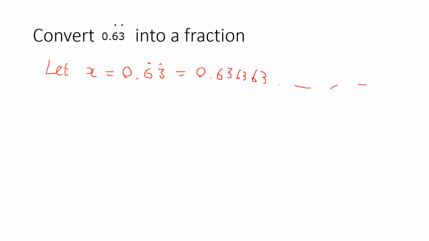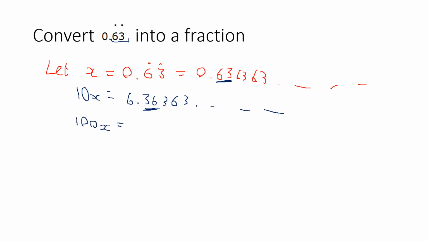So the first thing we need to do is get it out of this 636363. The way we can do that is we can say that 10x is equal to 6.36363... But that's still not anywhere close to what we need. We need the same decimal on both sides. So let's try it again.